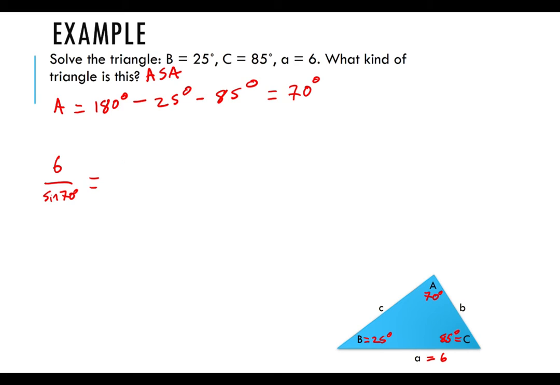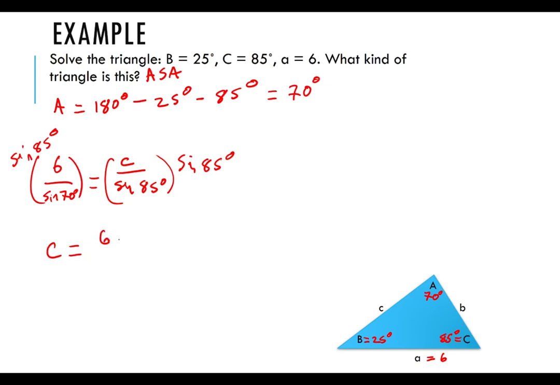Then I need to solve for side length C and side length B. So, side length C is going to be C divided by the sine of angle measurement C, which is 85 degrees. So sine of 85 degrees. Then we just solve for C. I can multiply both sides by sine of 85 degrees. Then I get that C is going to be equal to 6 times sine of 85 degrees divided by sine of 70 degrees. Making sure my calculator is in degree mode, and rounding to 2 decimal places, I get that side length C is approximately 6.36. Once again, pay attention to the rounding requirements.